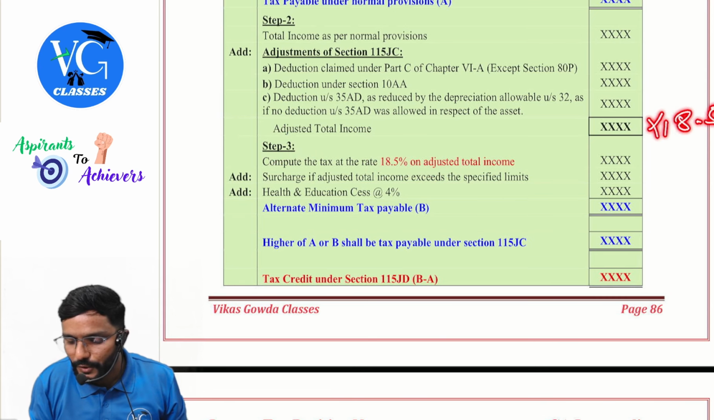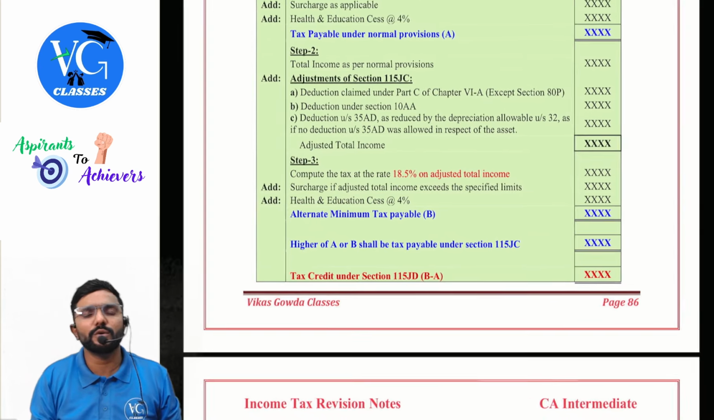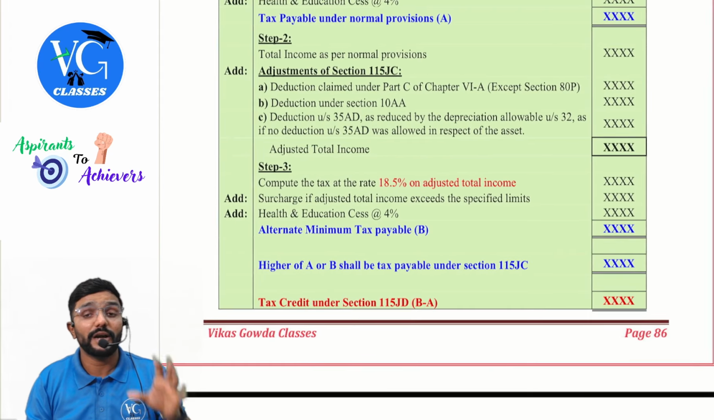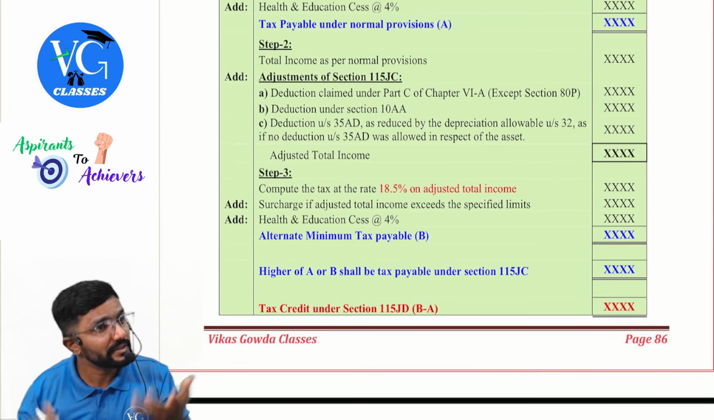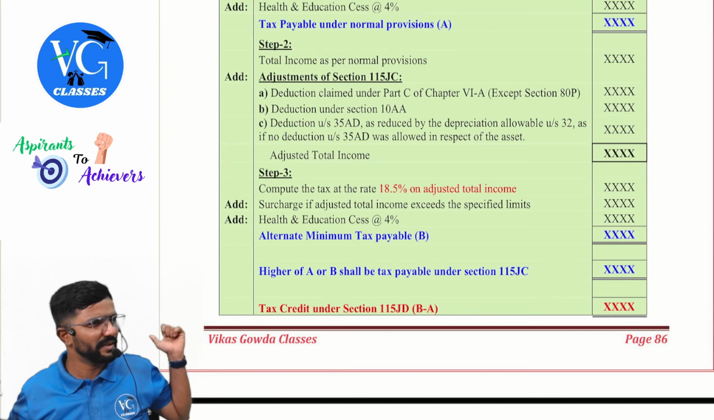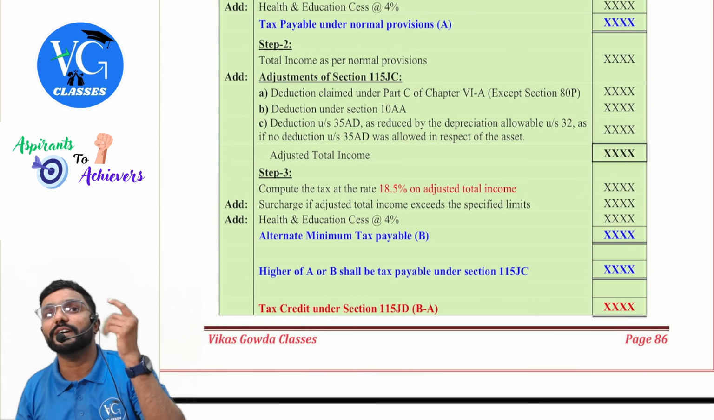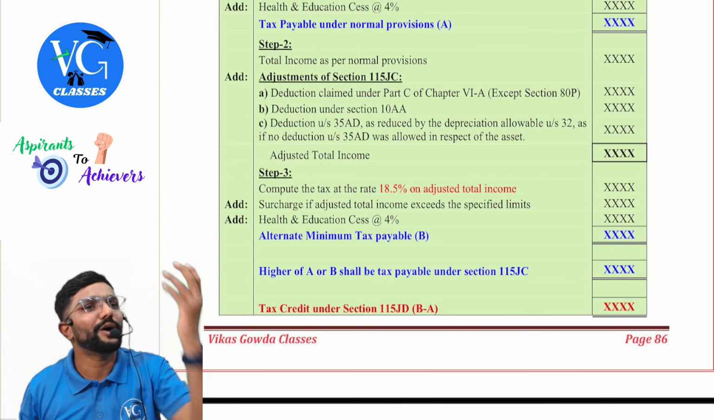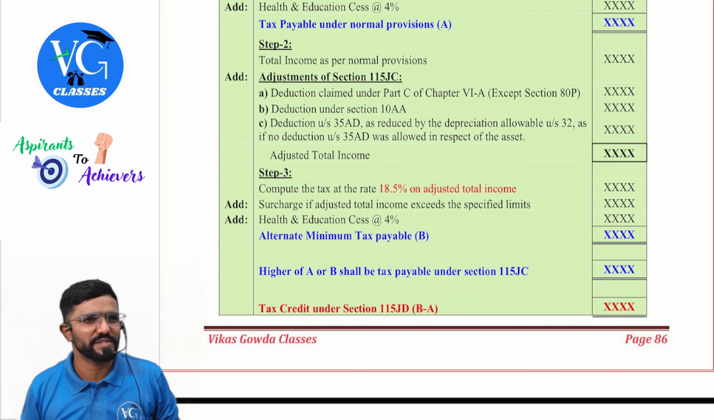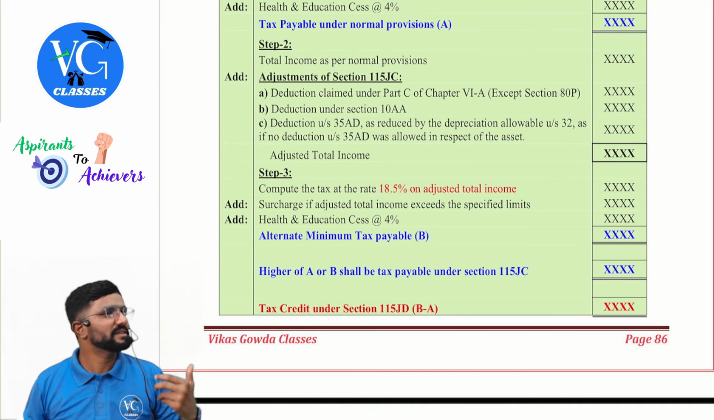18.5%, guys. No matter what income, no matter who you are, which scheme you are following. And first of all, if you are following default regime, AMT is not at all applicable. I have given it later. Let us see. So this is only for those assessees who are following what? Who are following optional regime. Guys, it will make sense. How, sir?